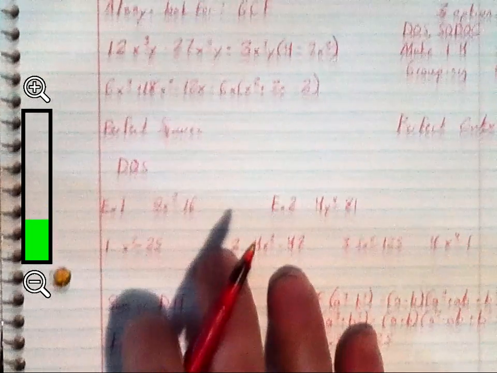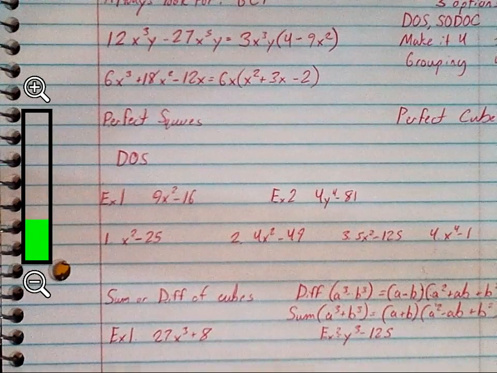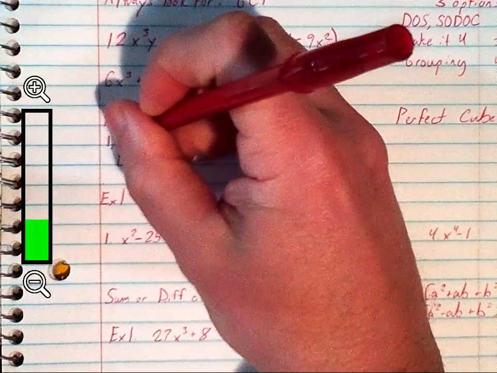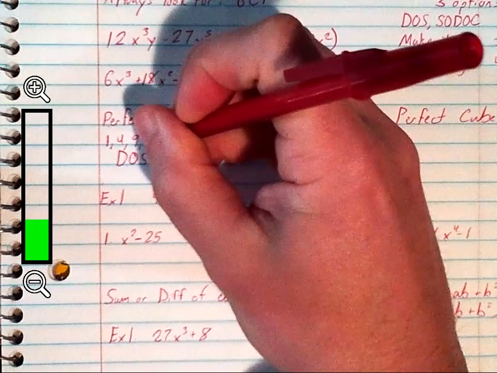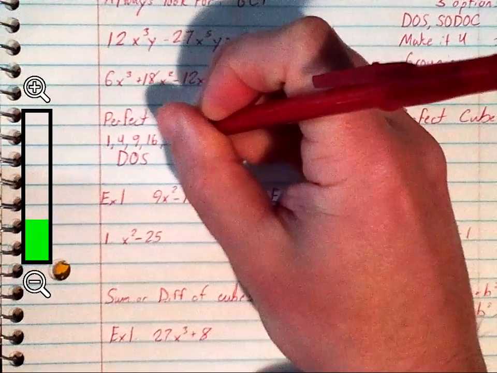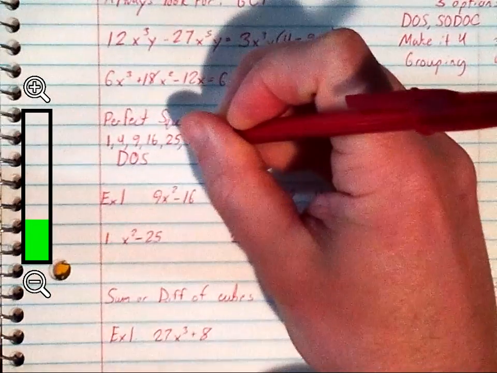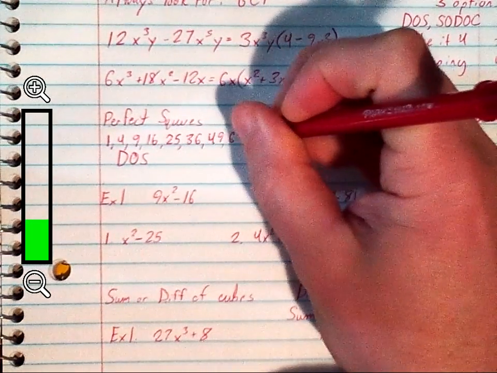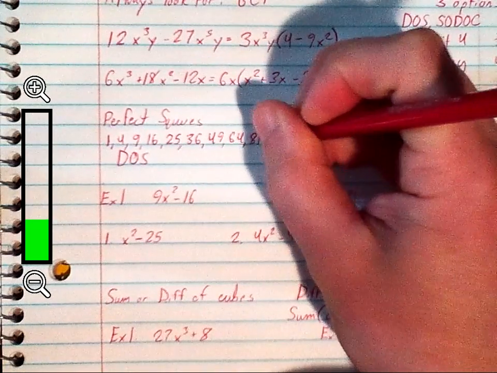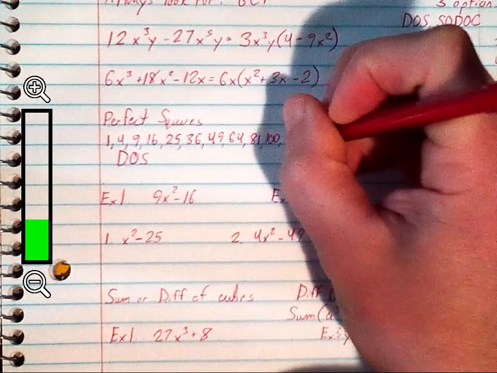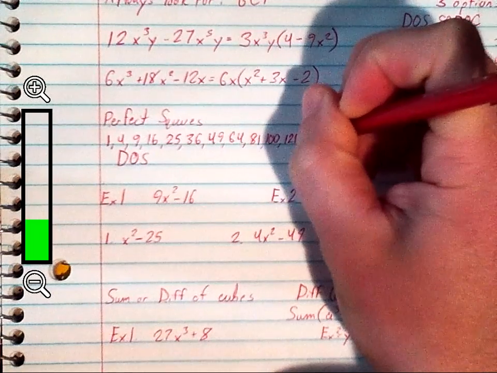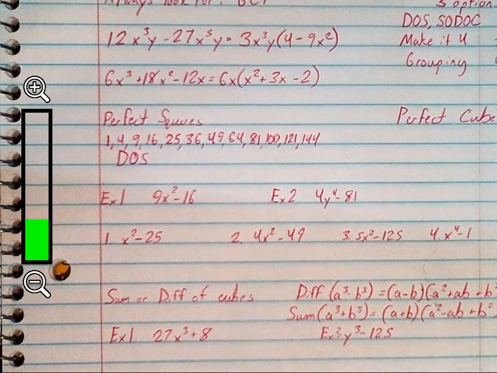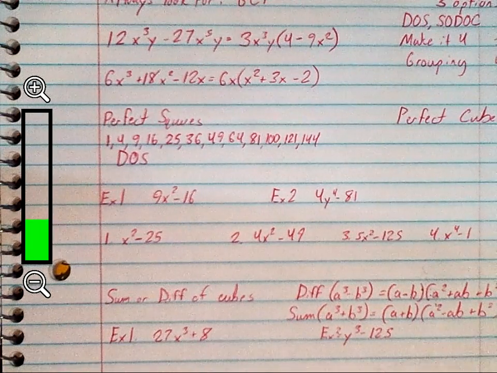Alright, so we did this yesterday, but let's run through it again today. Okay, so my perfect squares, this is going to be 1, 4, 9, 16, 25, 36, 49, 64, 81, 100, 121, 144, and we'll stop there. That's 1 through 12. All right, most of you probably know that.